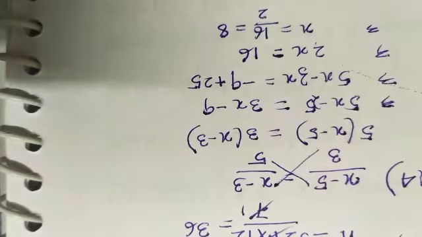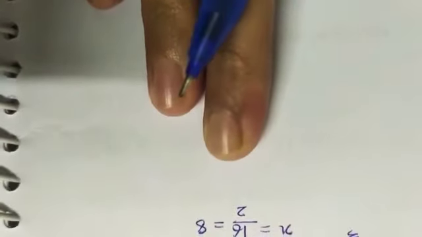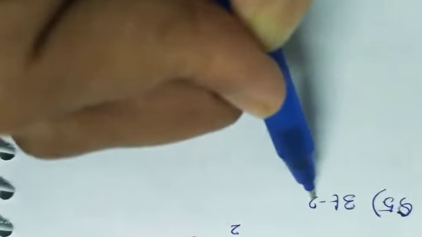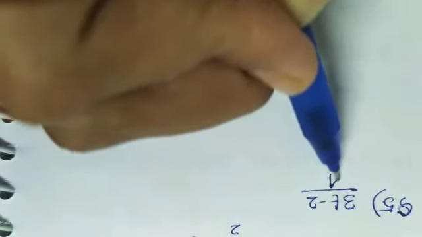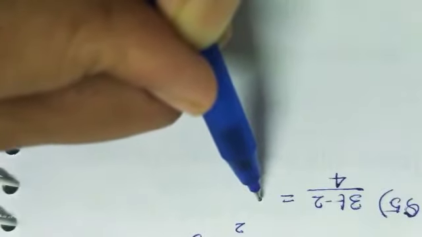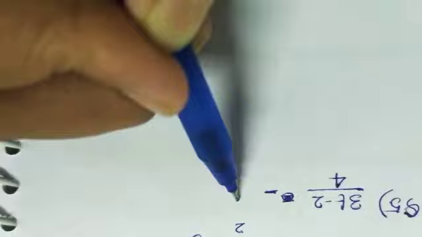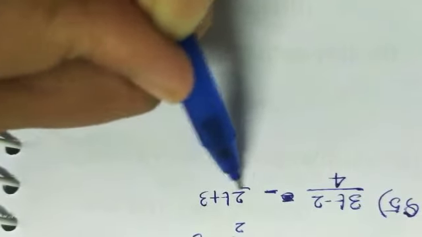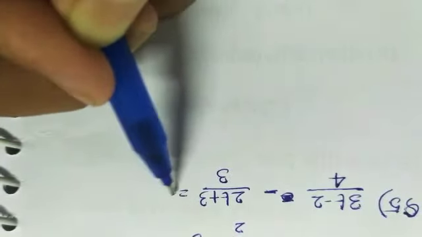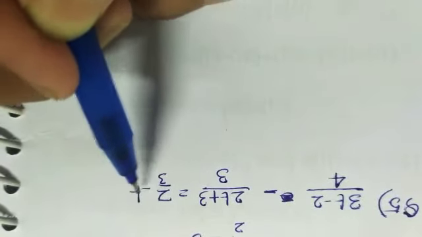Let's do question number 5. It is a very big expression, so that kind of question has more possibility of coming. Question number 5 is given as (3t minus 2) divided by 4 equals to, there is a minus sign here, (2t plus 3) divided by 3 equals to 2 by 3 minus t here.